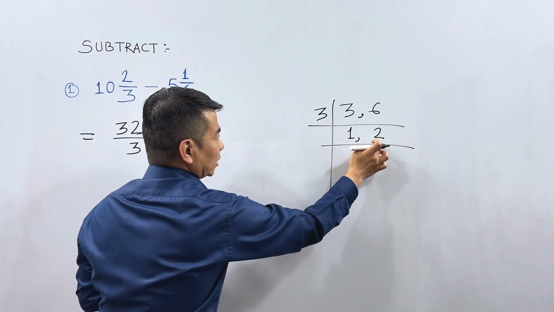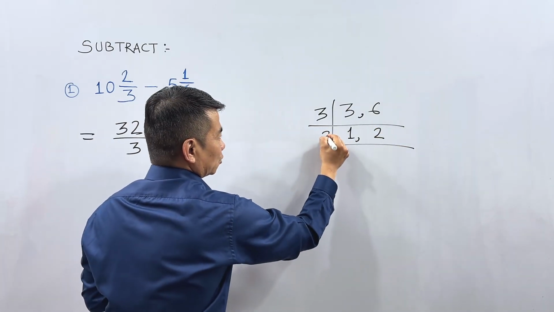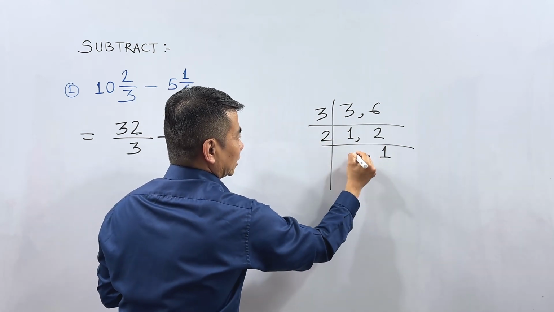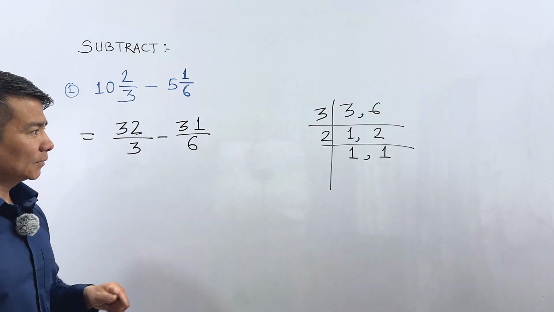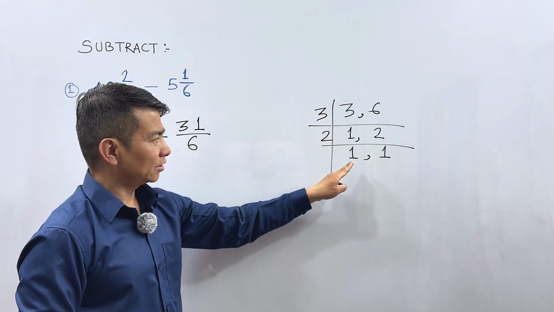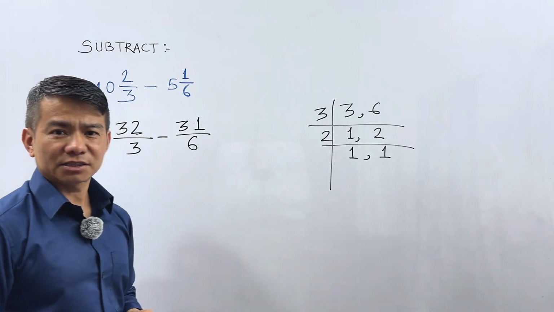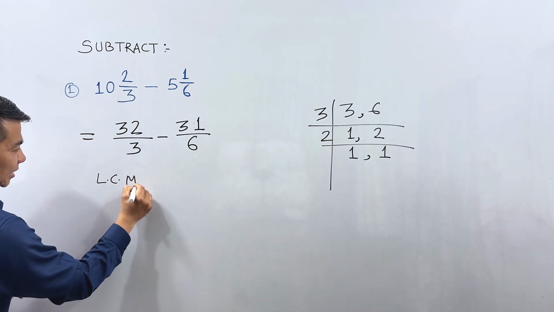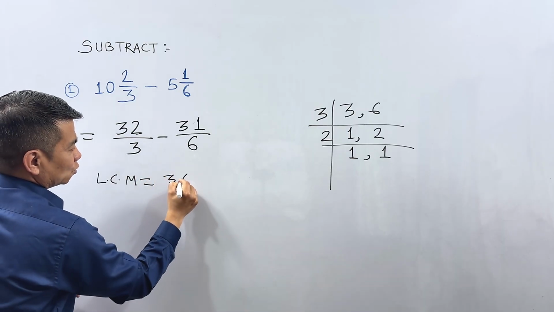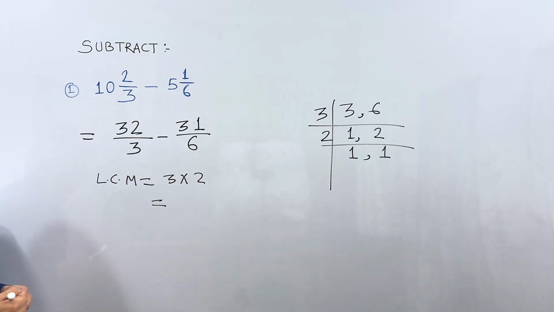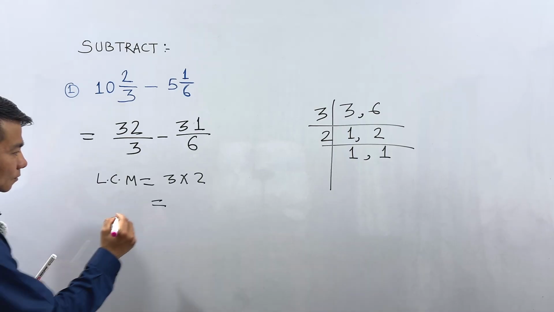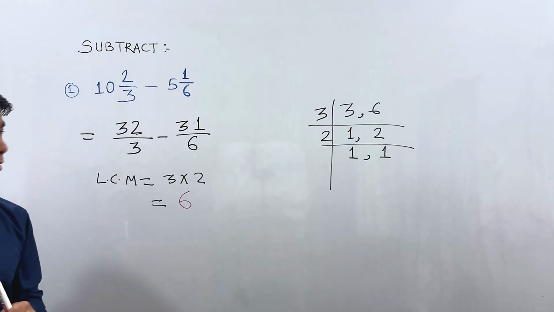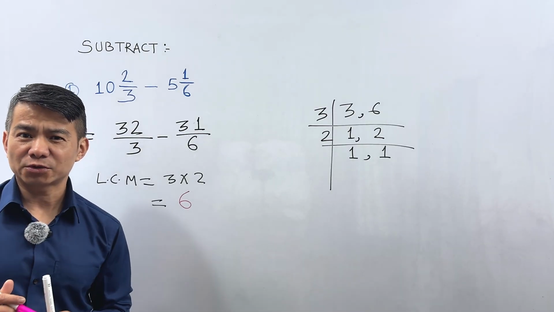And now we have 2 and 1. We cannot divide 1 by 2, but we can divide 2 by 2. So 2, 1, 2, and 1 remains as it is. Now we stop finding the LCM here as we get 1 in the final step. And our LCM, we write as 3 times 2 equals 6. This is our LCM. Now comes the very important step which many students miss.